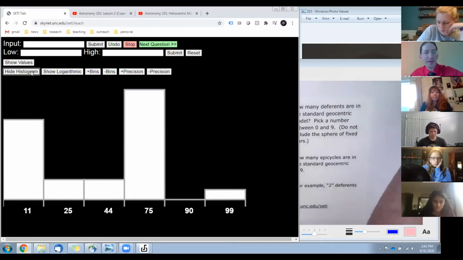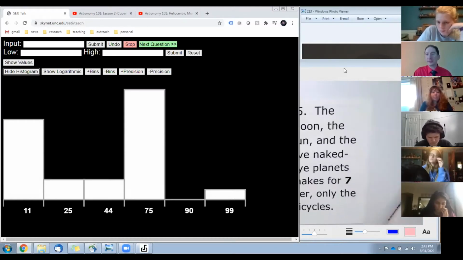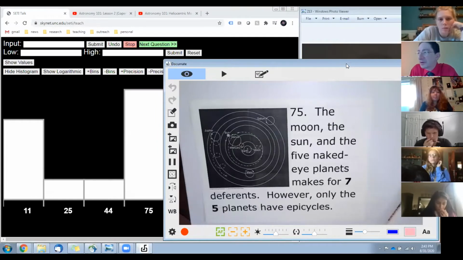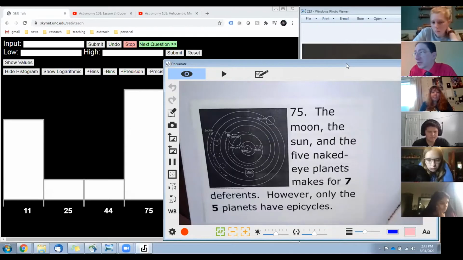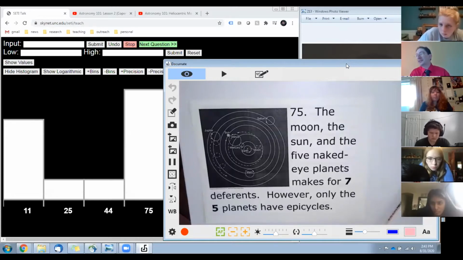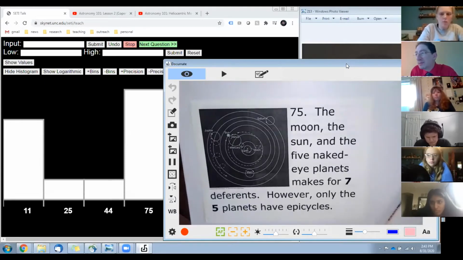Let's take a look at that real quick. Let's put up the answer on the dot cam. So here's our standard geocentric model. And other than the fixed stars, which I told you to ignore, it involves the 5 naked eye planets and the sun and the moon. So that's how you have your 7 deferents. Each planet and the sun and the moon have a deferent, but only the 5 planets have epicycles. The epicycles were introduced to explain the retrograde motion, the non-uniform motion. The sun and the moon move around Earth in the geocentric model uniformly, so they do not have epicycles. So 7 and 5.